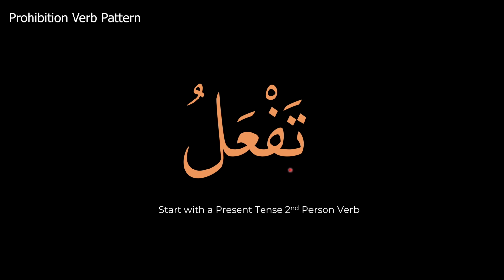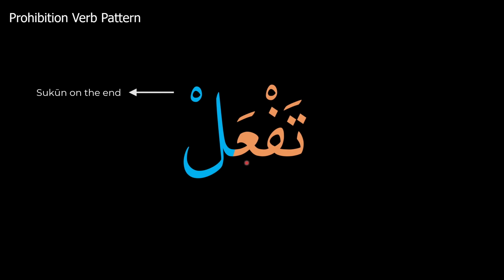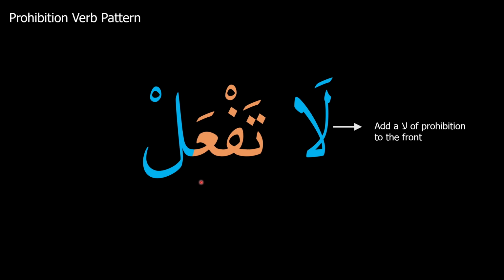So first you want to start with a present tense second person verb. Here we have taf'alu. Next, all you have to do is add a sukun at the end. So now it becomes taf'al. And then next, all you have to do is add the la of prohibition to the front. Now it becomes la taf'al. And now this is a prohibition verb.